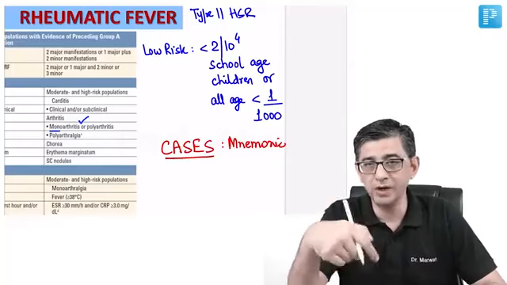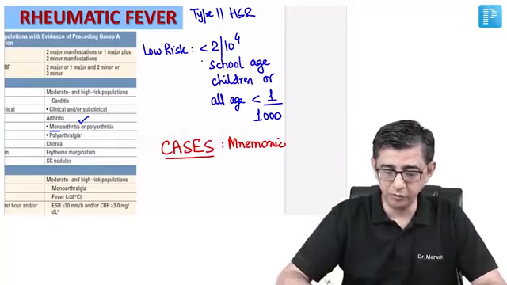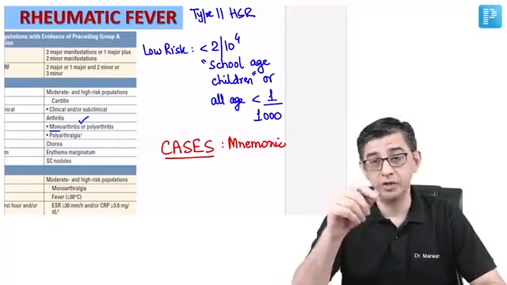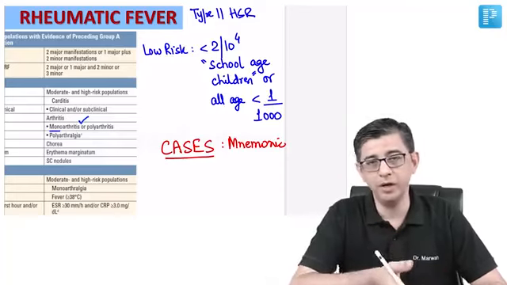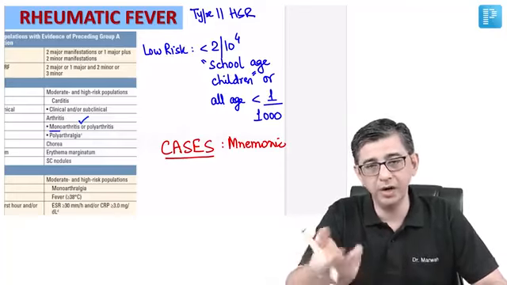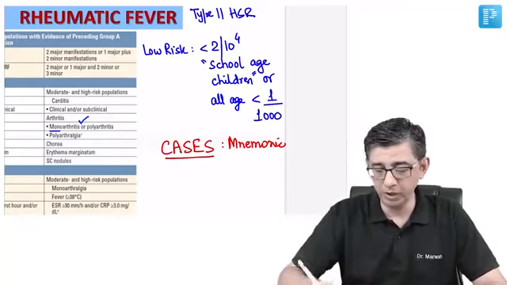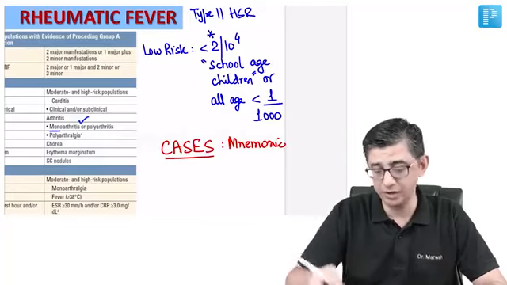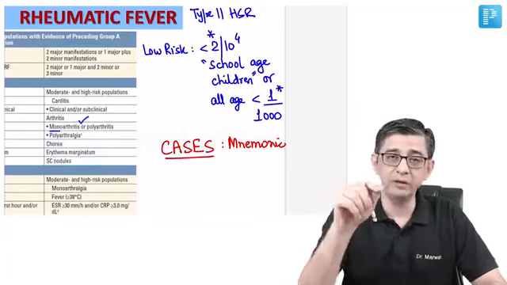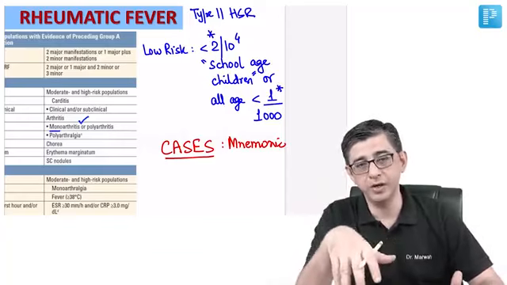It is 2 cases or lesser than that when we are talking about the denominator for school age children. But suppose the denominator given here is all ages, because anyway, rheumatic heart disease can occur in adult age group as well. Then the denominator would be 1000, and this would be less than 1 case. So do remember, before you answer 2, less than 2 or less than 1, have a look at whether he is asking for school age children or whether he is asking for all age population.